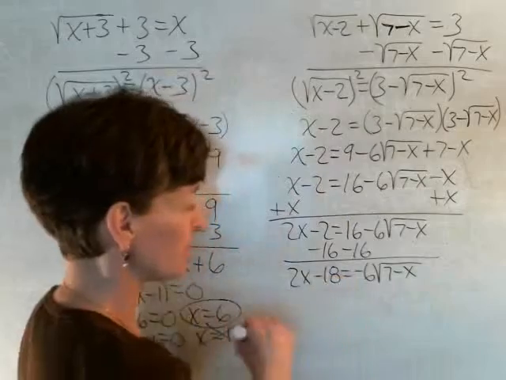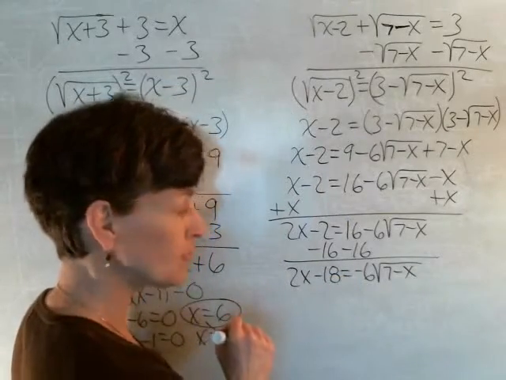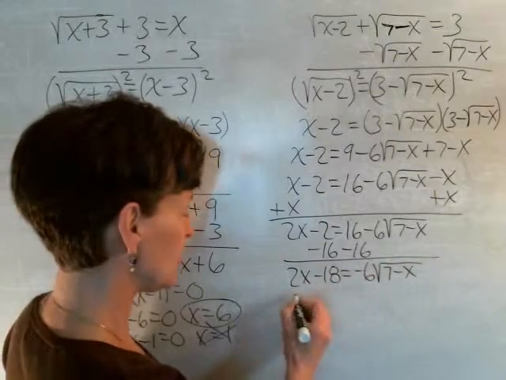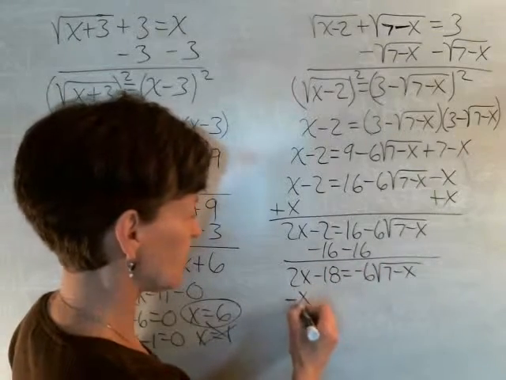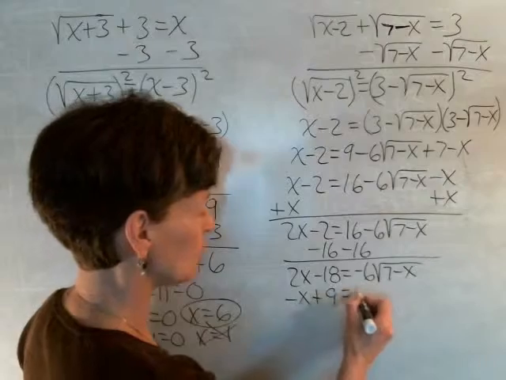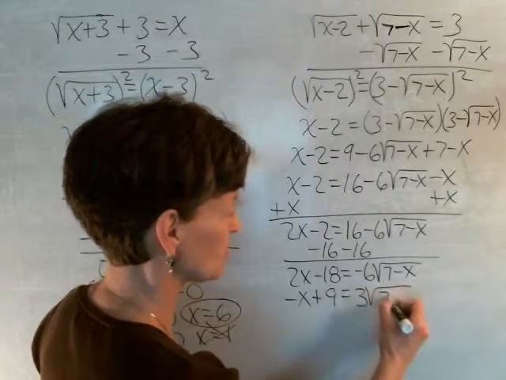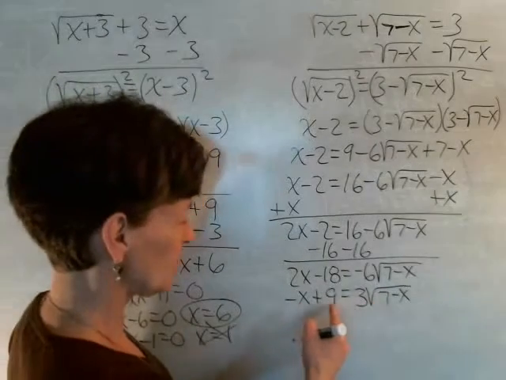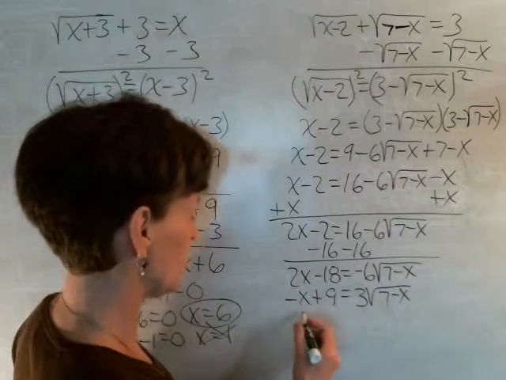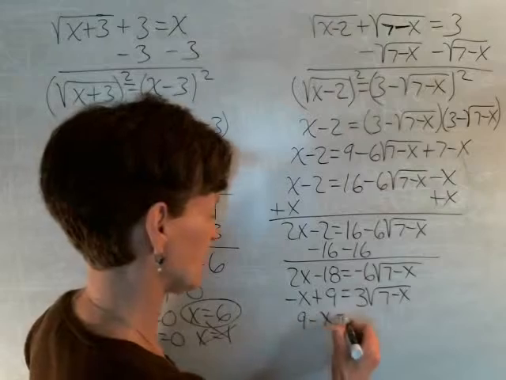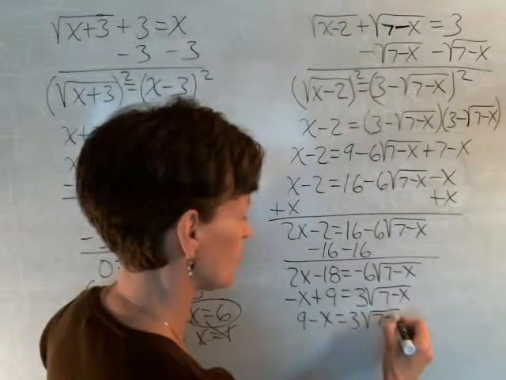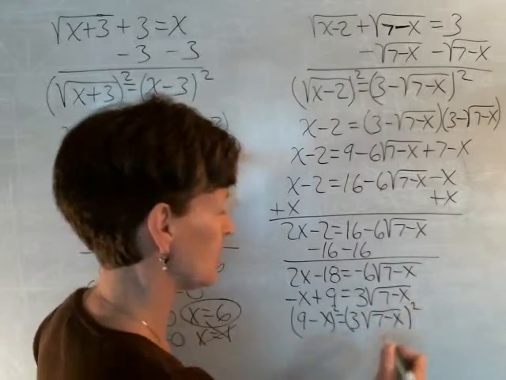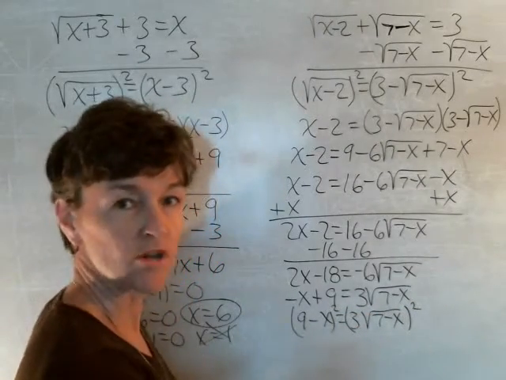Now, I can divide everything by 2. And actually, I'm going to divide everything by negative 2. It just makes my number smaller. If I divide everything by negative 2, then I'll get negative x plus 9 equals 3 times the square root of 7 minus x. I just do that to make things easier, and in fact, we can even turn this around if you want to and make it 9 minus x equals 3 times the square root of 7 minus x. And now I'm going to square both sides. You don't have to do some of those steps, but it just simplifies the process.